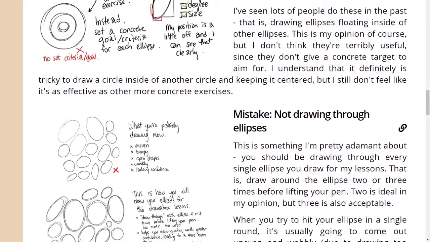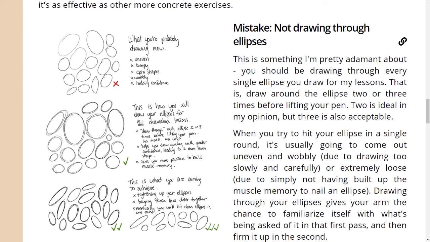Another mistake, not drawing through ellipses. This is something I'm pretty adamant about. You should be drawing through every single ellipse you draw for my lessons. That is, drawing around the ellipse 2 or 3 times before lifting your pen. 2 is ideal in my opinion, but 3 is also acceptable.